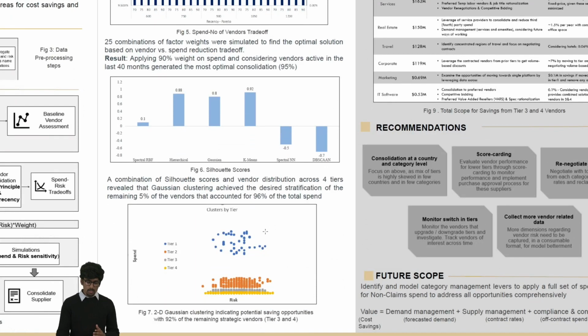Going forward, the 2D scatter plot you can see tells us about the spend and risk trade-off across each of these 4 tiers, and we can see that tier 1 and tier 2 comprised of only about 8% of the total vendor base, but they amounted for a humongous 92% of the total spend, and vice versa for the bottom 2 tiers, which we labeled consolidated vendors.